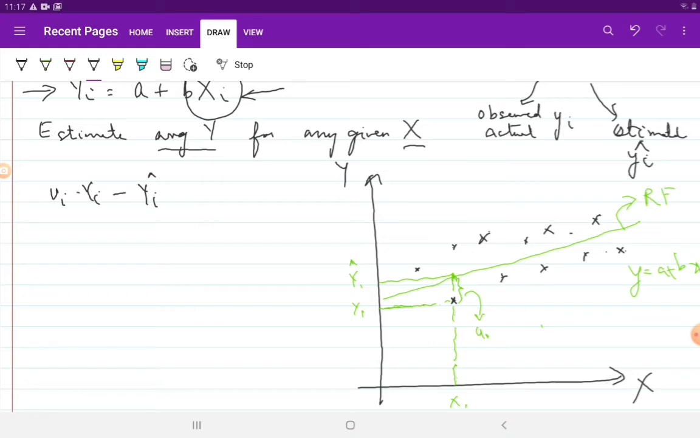Like I said, your error term or your deviation term is observed yi minus the estimated yi hat, and you need these deviations to be as minimum as possible so that your estimated regression function represents the actual population regression function as best as it can. And the criterion for that is given by the principle of least squares, which says minimize the sum of these deviations squared. Okay, so minimize summation ui squared.